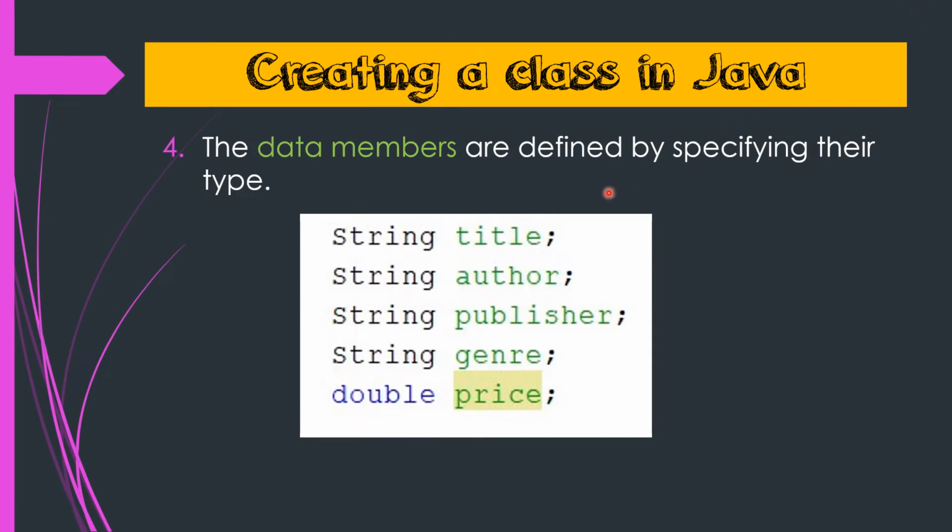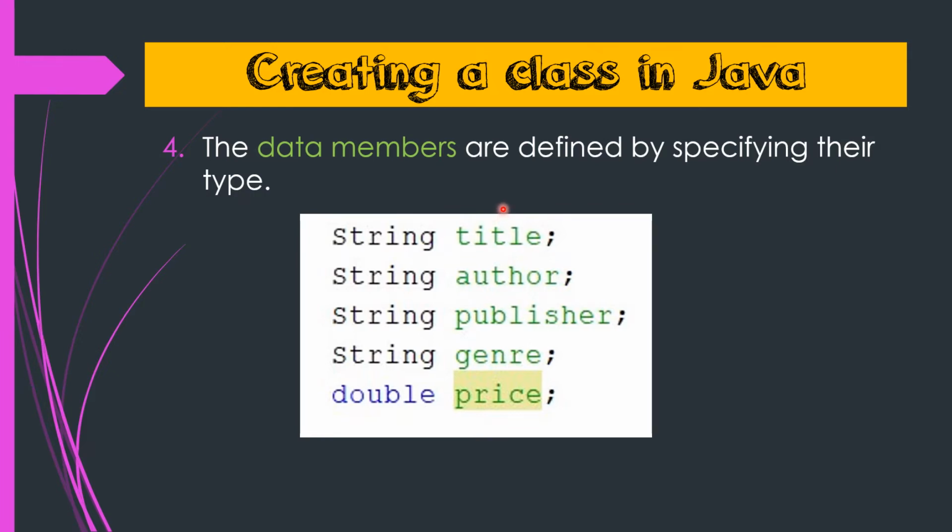The data members are defined by specifying their type. Now let us see how these data members are defined. Basically, we first write the data type of the data member and then we write the data member. For example, here first of all we have written the data type of title, which is string, because when we write the title it will be a string. After it we have written the data member, which is title.